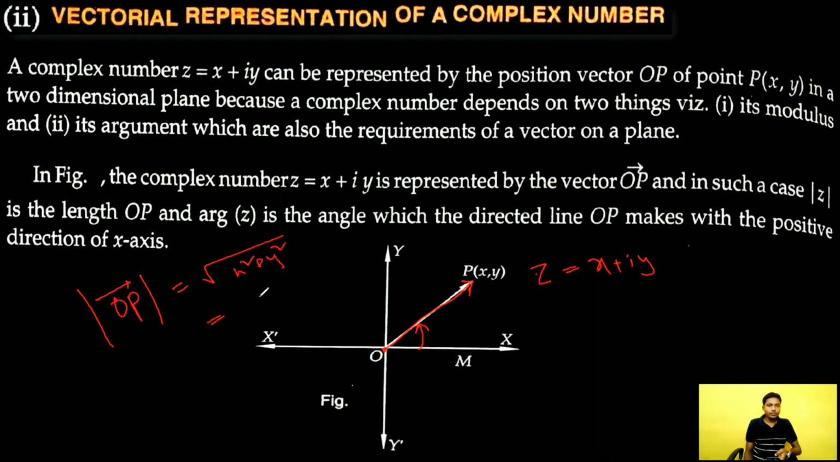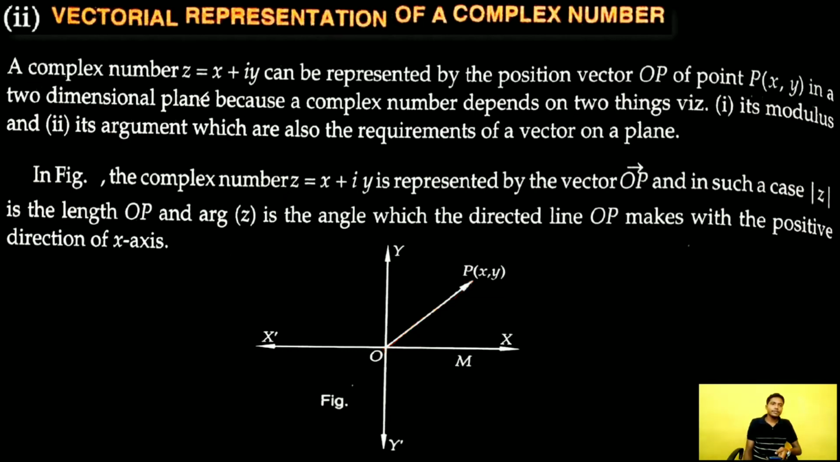This is mod z, and this angle theta is equal to the argument of z. So using the vector OP, we can represent a complex number very easily. This is the vectorial representation of a complex number.